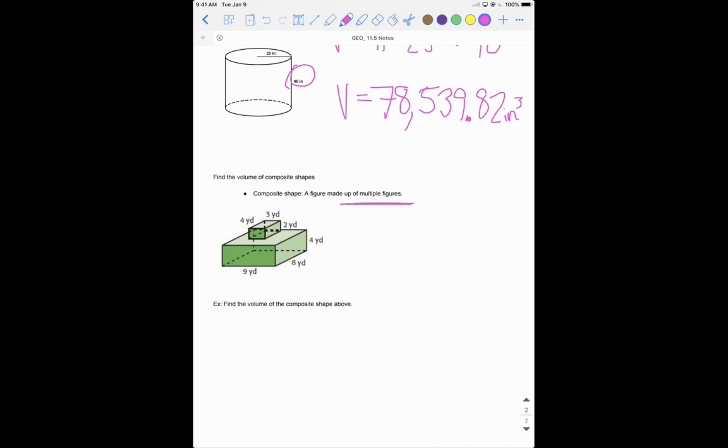And so if you're ever asked to find the area or the volume or something of a composite, that means that you want to find the total, right? So this means total amount, whether you're talking about area or volume. So if we're looking at this, we've got two shapes that make up this composite shape. We've got this cube up top, or that box up top, and this box down below. So we've got two shapes that make up one. That's our composite shape.